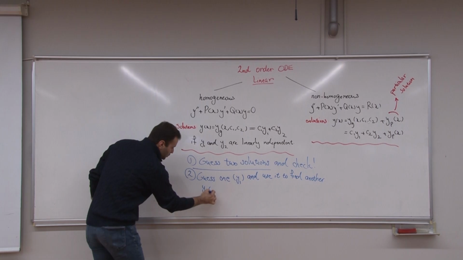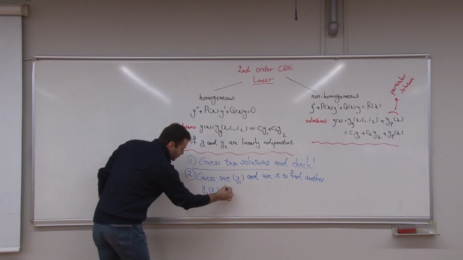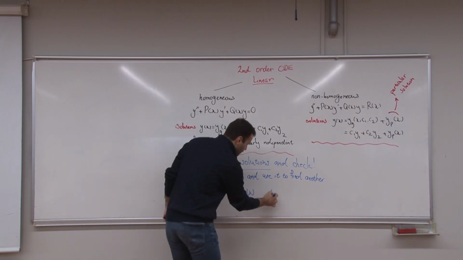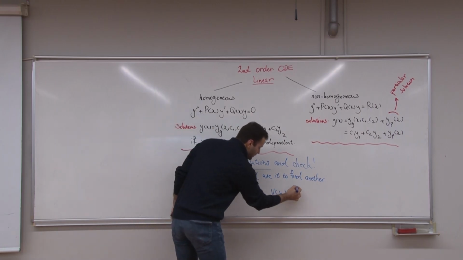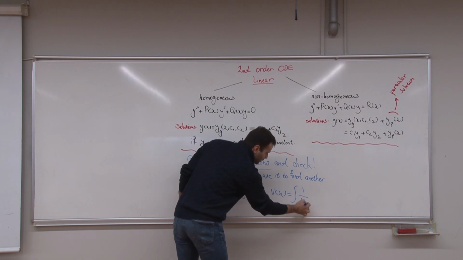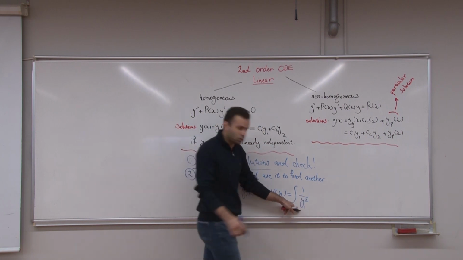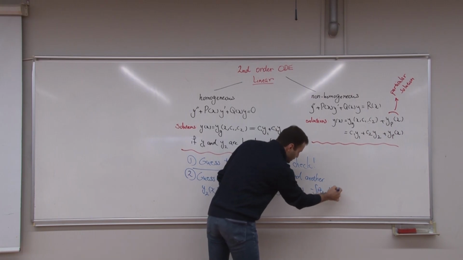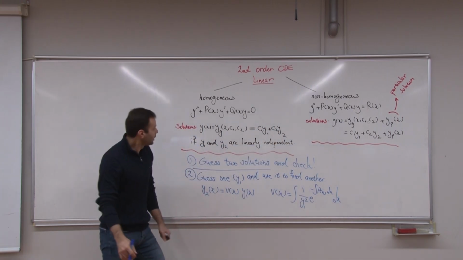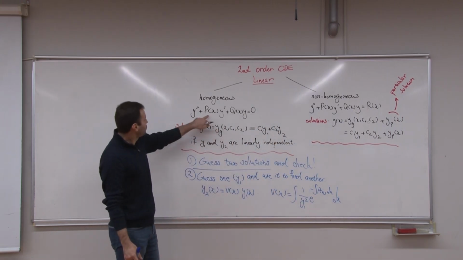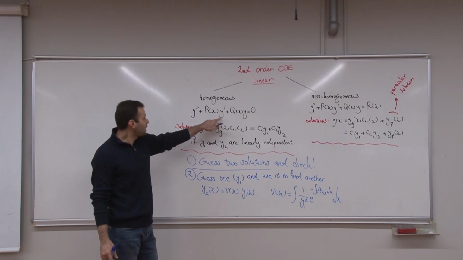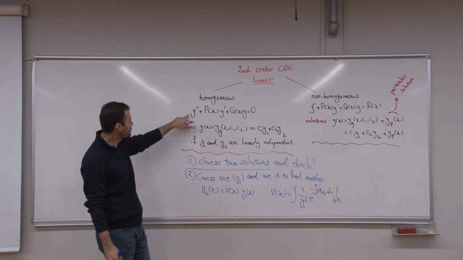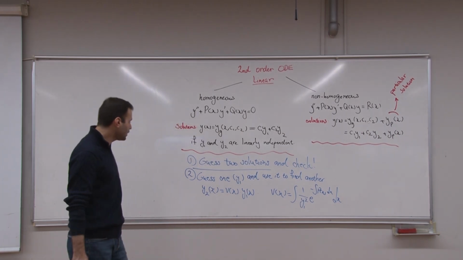Here our y2 of x is going to be v of x times y1 of x. And our v of x, if you remember, was defined as the integral of 1 over the first solution to the power of 2, times e to the power of minus the integral of p of x dx, dx. And this p of x is the coefficient of y prime when we have the normal form of the homogeneous equation, which means that the coefficient of y double prime is equal to 1. Okay?